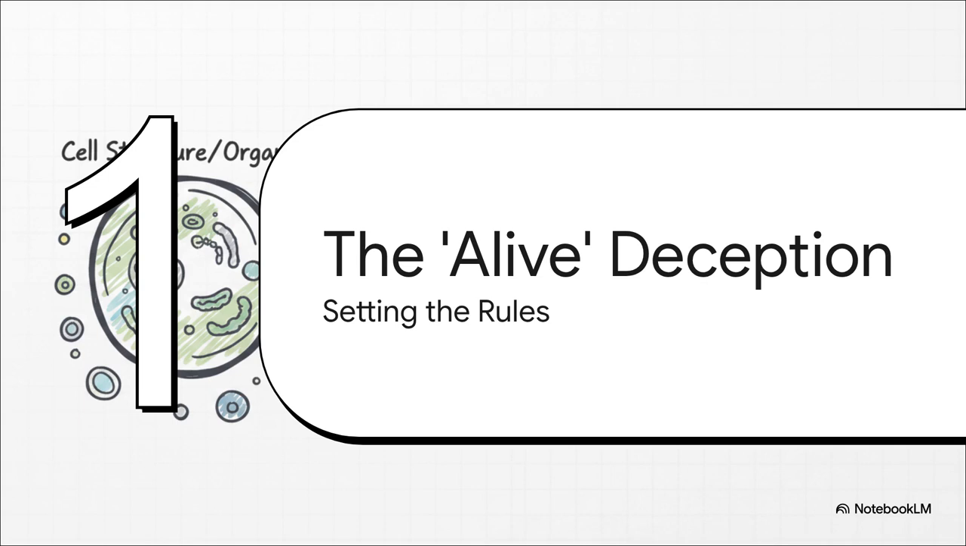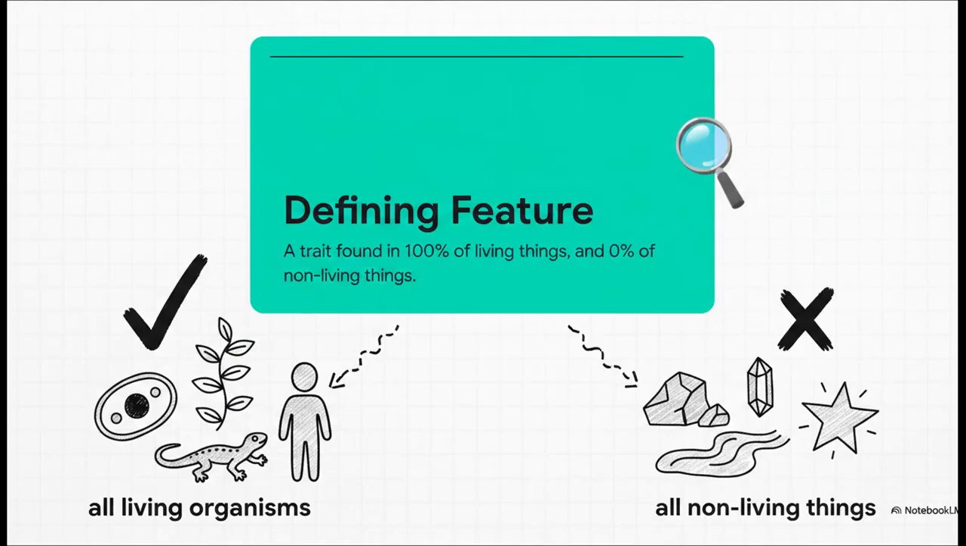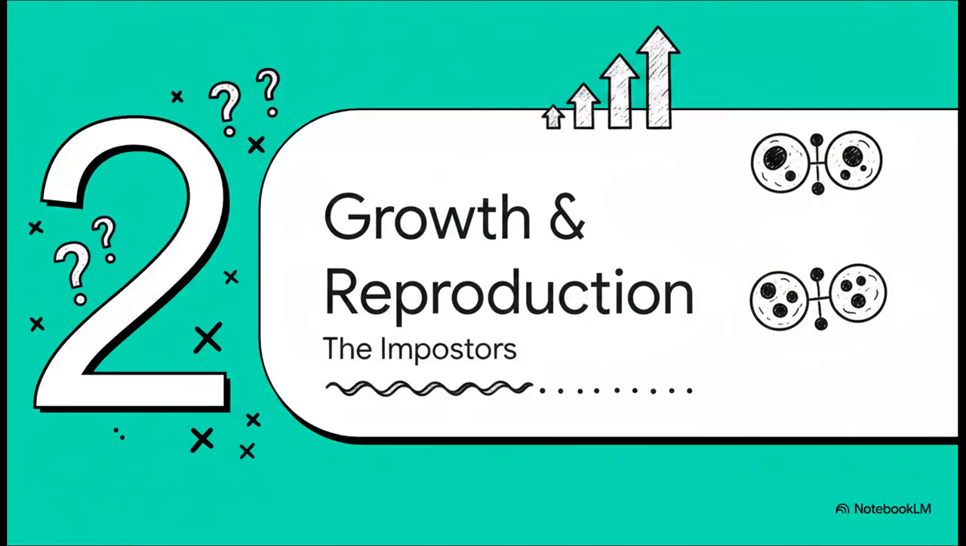To figure this out, we need to be really clear about our rules. We have to set up a super strict definition for what it means to be alive, a rule that just can't be broken. So here's the deal. For any trait to be a true sign of life, it has to pass a really simple two-part test. 1, it's got to be in 100% of all living things. And 2, it has to be in 0% of non-living things. If it fails even one of those, it's out. Simple as that.